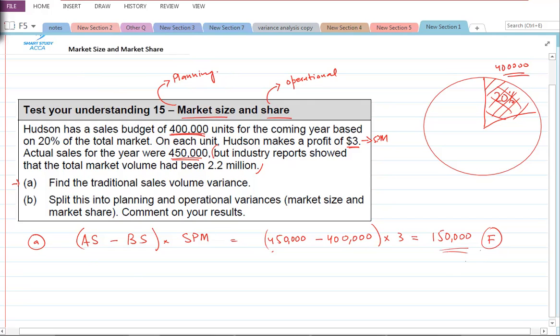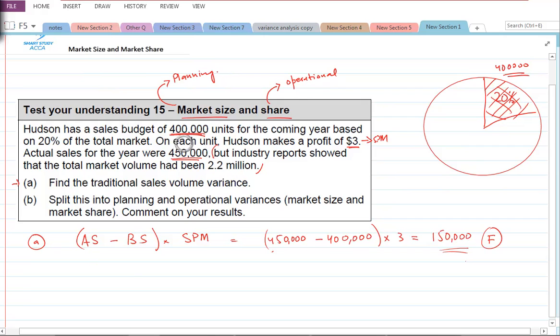But now we want to see how much of this is in our control and how much of this is not in our control. In other words, we are going to subdivide that into the market size and the market share variance. Remember, the overall market is 2 million. The question says the industry report showed that the total market volume had been 2.2 million. So it means that the overall market has increased in size, right? So the market is getting bigger. Rather than 2 million, it is 2.2 million.